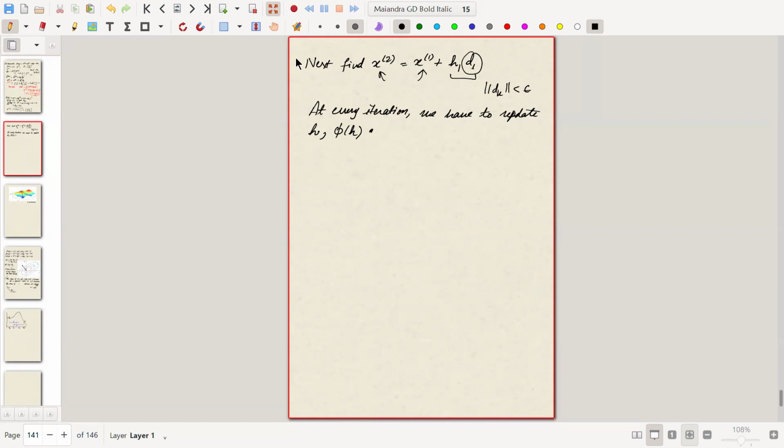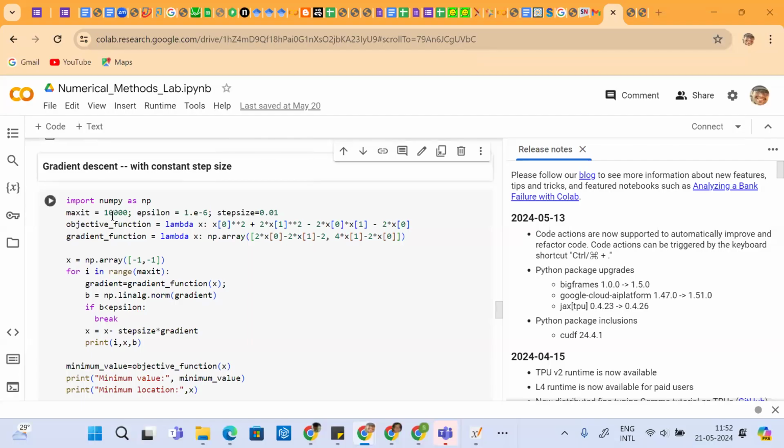So let us move to Python. Just go through this. Number of iterations, I'm taking 10,000. And this is my epsilon, 10 to the power minus 6. What is that epsilon? Norm of dk less than epsilon. That's the epsilon for convergence. Step size I already fixed, 0.01. Don't have to update again and again.